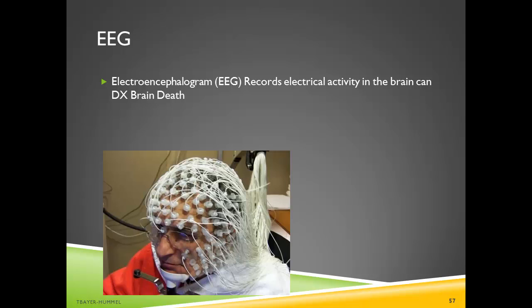EEG, electroencephalogram, records electrical activity in the brain, used to diagnose timing, severity, and length of seizures, and also can be used to diagnose brain death if there is a lack of electrical activity.